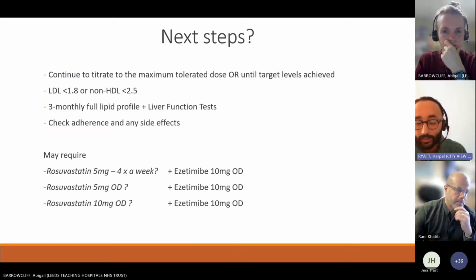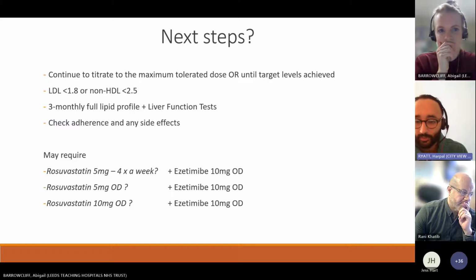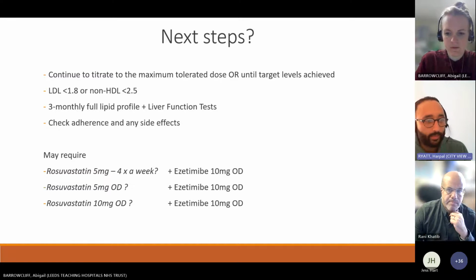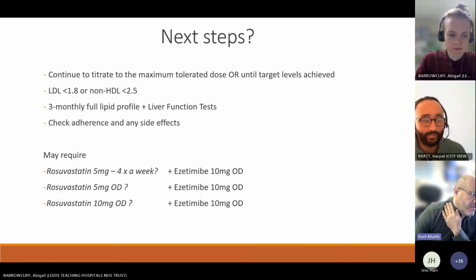And if he does experience any side effects, it's important that he just drops down to the lowest tolerated dose. So if he was good at 3 times a week, but he suffered pains at 4 times a week, it's important to stay at that dose rather than stop it completely. That's the end of my case. So we'll go on to questions at the end. Thanks, Harpal.